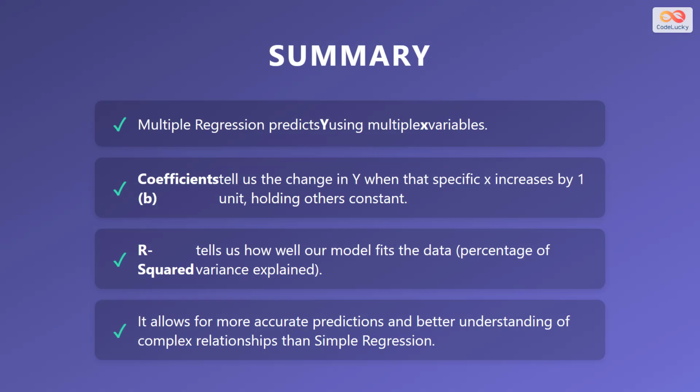To summarize, multiple regression is a fundamental tool for analyzing complex data. It predicts an outcome y based on multiple inputs. The coefficients tell us the isolated effect of each input. r² tells us the strength of the relationship. By mastering this, you move beyond simple correlations and start understanding the multifaceted nature of real-world data.